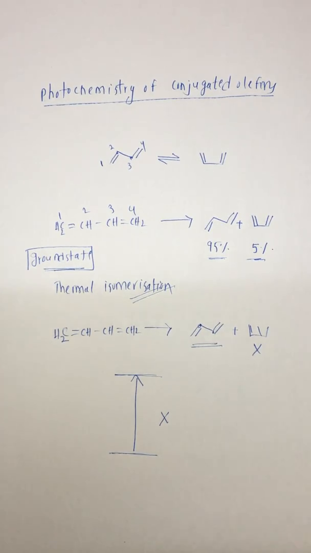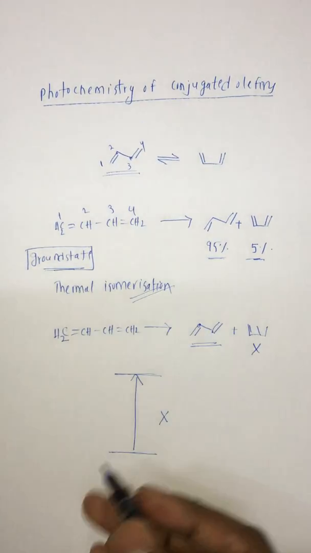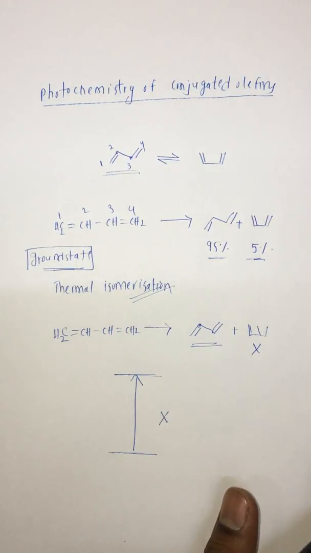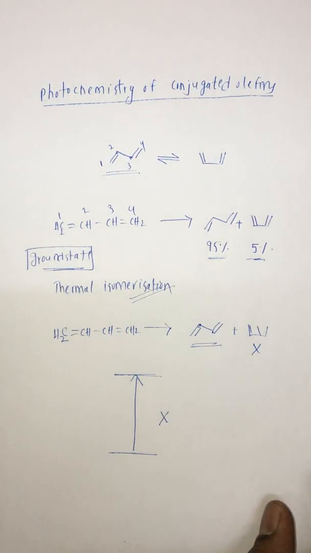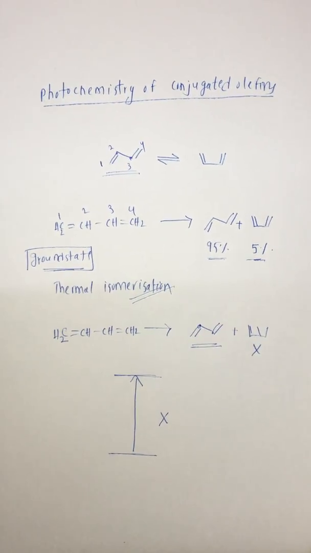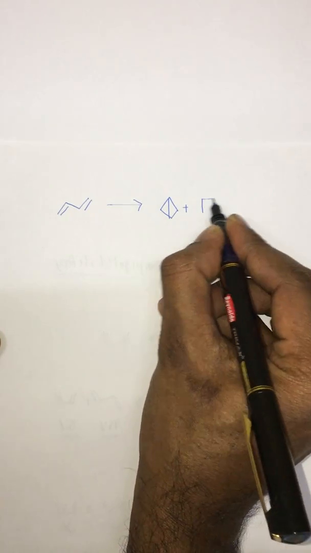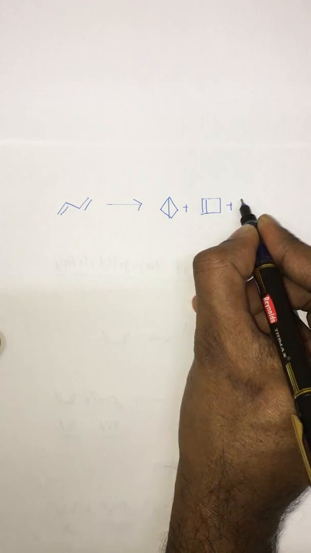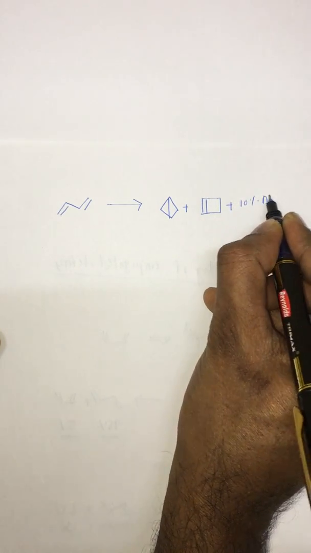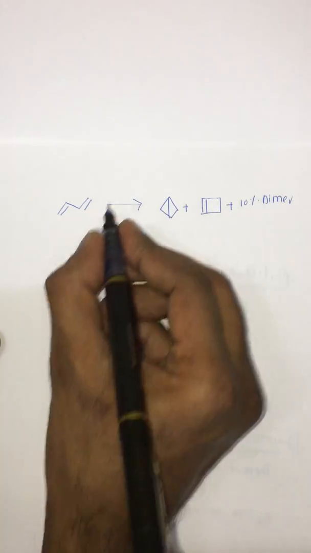And we'll see the reactions of 1,3-butadiene in the presence of direct irradiation and in the presence of photosensitization. Photosensitization means we are generating the intersystem crossing artificially. So when we have 1,3-butadiene in the direct process, we will get 3 products. This is one product, this is another product, and 10% of dimer of this in the direct irradiation.